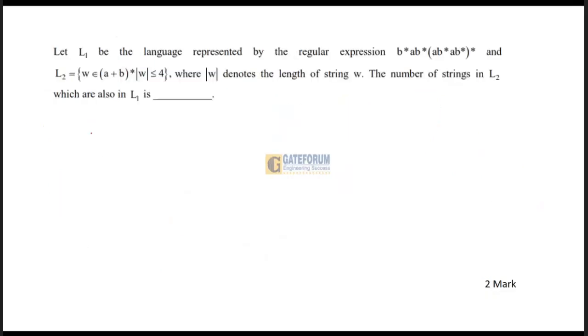The following question was asked from theory of computation and the topic is regular expression. It was asked as a numerical answer type question for 2 marks. The question is as follows. Let L1 be the language represented by the regular expression which is given here, and L2 is the equation which is given here, where |W| denotes the length of a string W. The number of strings in L2 which are also in L1 is, we want to figure out the total number of strings which are part of L1 as well as L2.